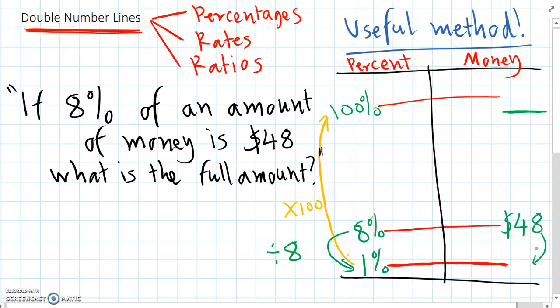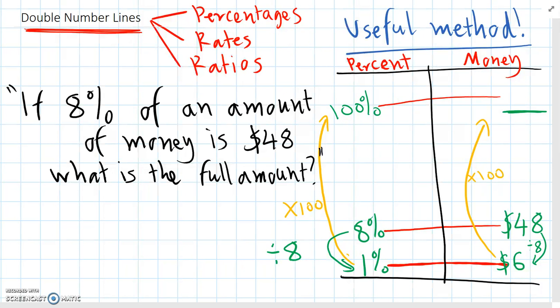So what's 48 divided by 8? And using our times tables, that's 6. So 1% of the total is $6. And now that we know the 1%, we can easily multiply by 100 to go from 1 to 100%. And what we did on one side, we do to the other. $6 times 100 gives us $600. So the full amount of money that we started with is $600.